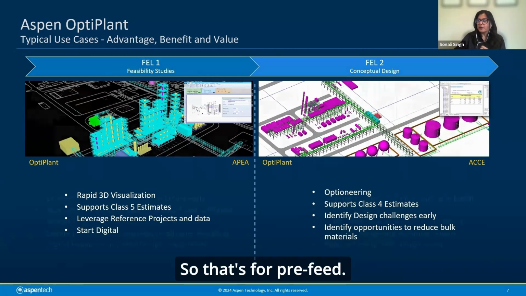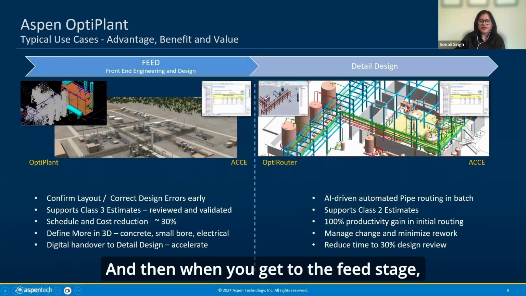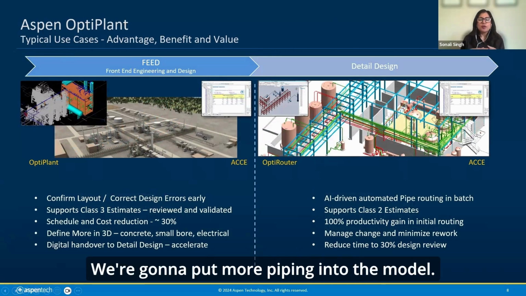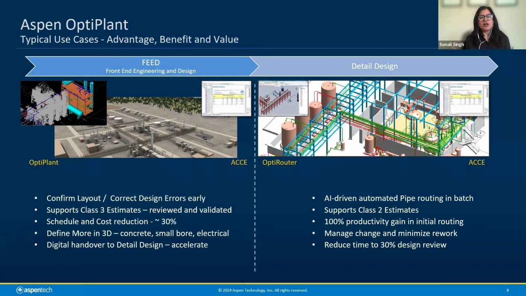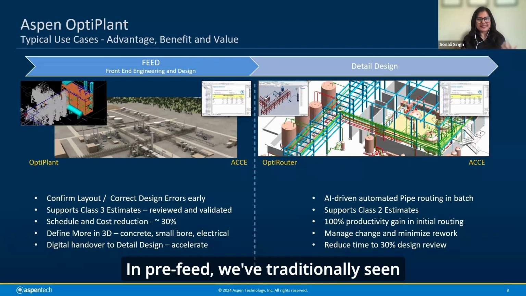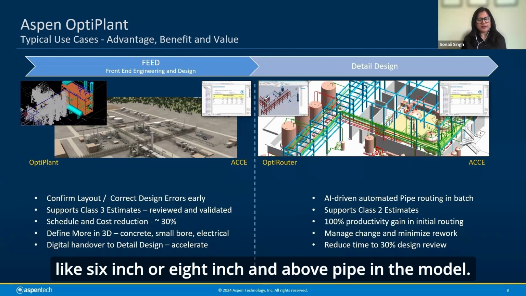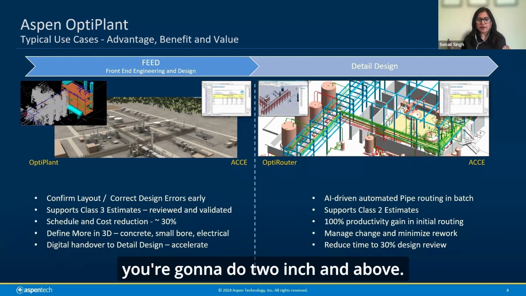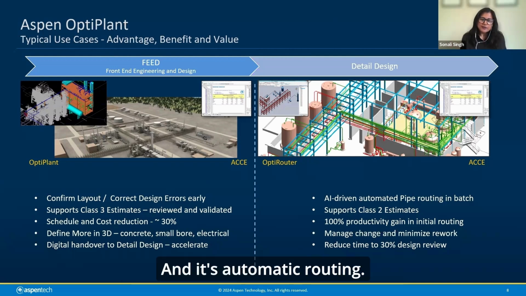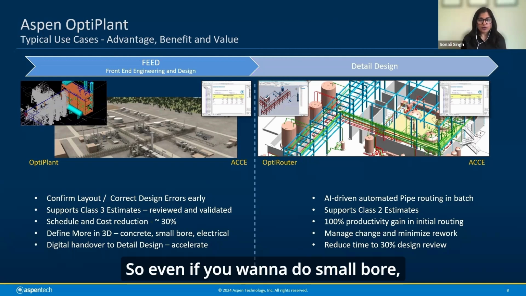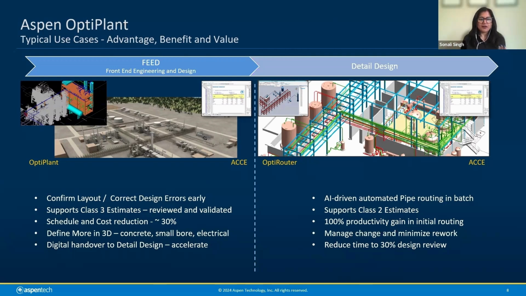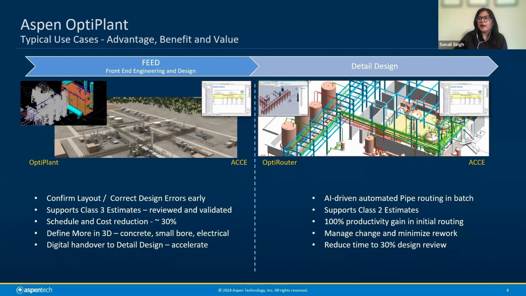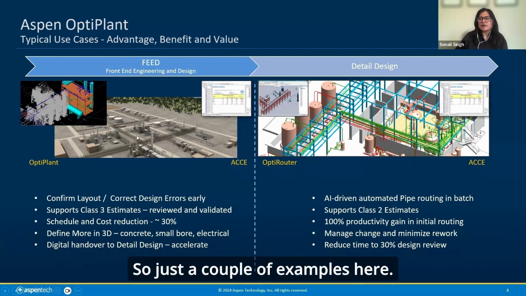So that's for pre-FEED. And then when you get to the FEED stage, of course, the models are going to get a little bit more detailed. We're going to put more piping into the model. In pre-FEED, we've traditionally seen 6-inch or 8-inch and above pipe in the model. Here, when you get to FEED, you're going to do 2-inch and above. And it's automatic routing. So even if you want to do small bore, which normally comes later, there's an opportunity to put that into the model much earlier.